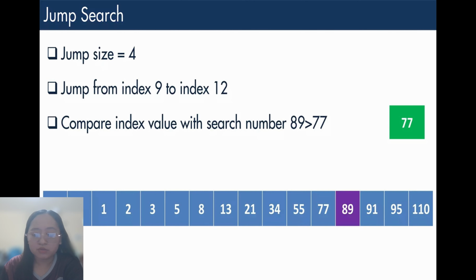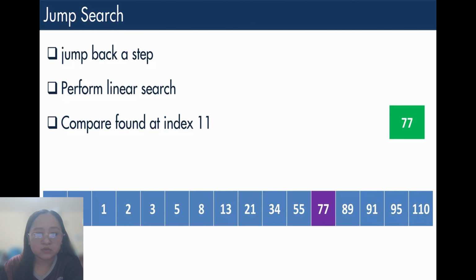In this case, what are we going to do? We're going to jump back a step. If we jump back a step from 89 to 77, this performs a linear search. Let's compare. What we found here is 77. This is now the number that we are looking for, and it is at index 11. That's how we search for a value.